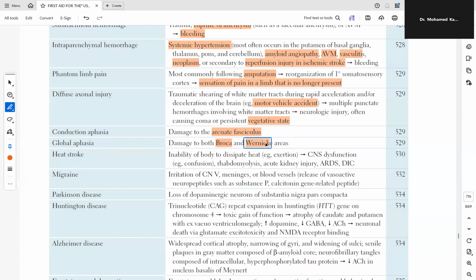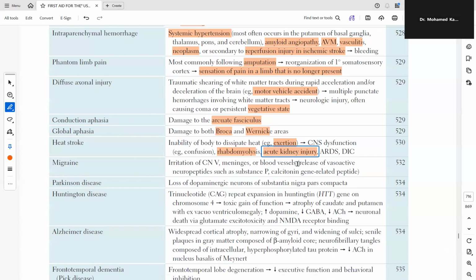Heat stroke, the inability of the body to dissipate heat, and as an exertion, CNS dysfunction like confusion, rhabdomyolysis, acute kidney injury, DIC, and ARDS. DIC is disseminated intravascular coagulation.